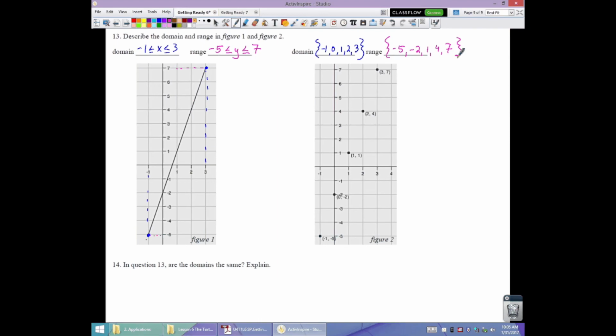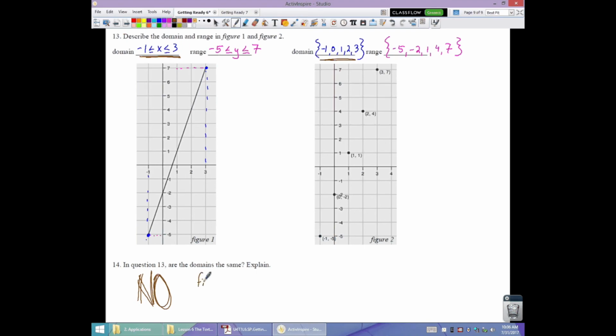So the follow-up question: are the domains the same? And same thing could go for the range. So the domain for figure 1 said everything from -1 to 3. This domain started at -1 and ended at 3, but it does not say that we did use all of the x values between those. We only used 0, 1, and 2. We didn't use any of the decimal or fraction rational numbers in there. So no, these domains are definitely not the same.